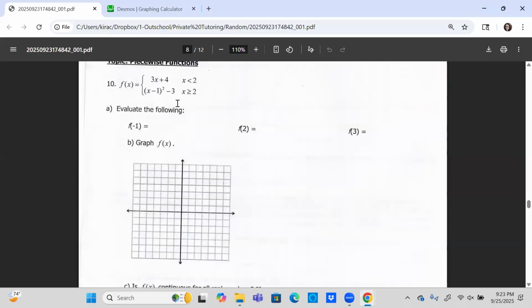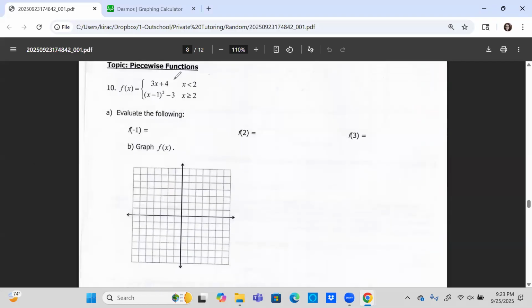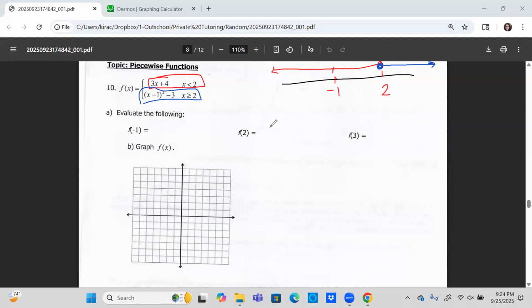Piecewise functions. All right. So if you're less than 2, you're going to use this rule. And if you're 2 or more, you're going to use this one. Okay, so -1. If you're less than 2, use the red rule. If you're exactly 2 or more, use the blue rule. So -1 is here. He's in the red. So plug that into the red. 3 times -1 plus 4 would be 1.